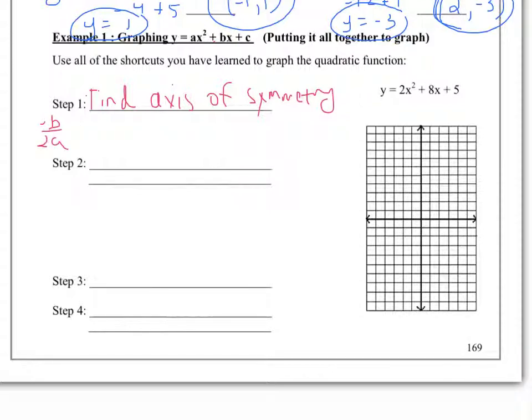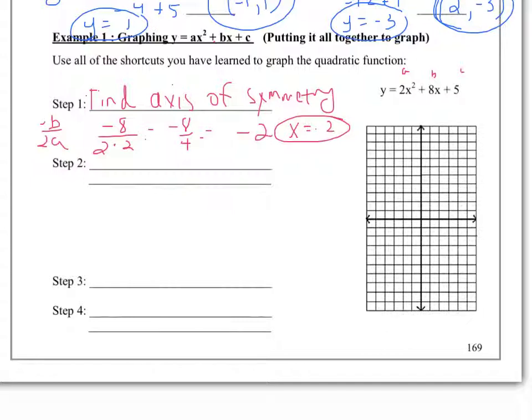I'm just going to label a, b, c, just so we remember. So negative b is negative 8 over 2 times a, which is 2. So negative 8 over 4, which is equal to negative 2. So the axis of symmetry: x is equal to negative 2.